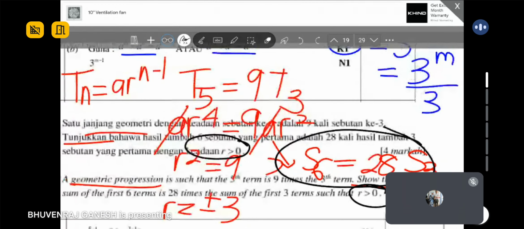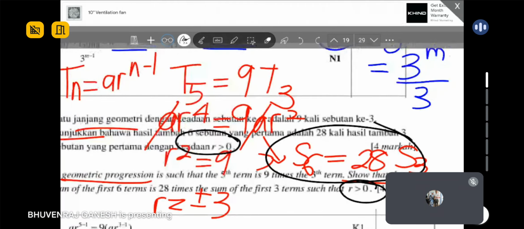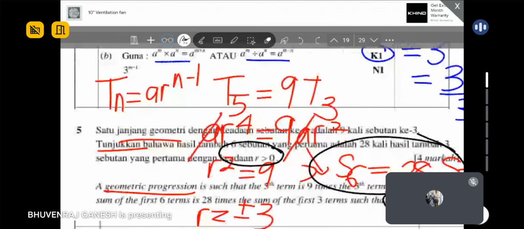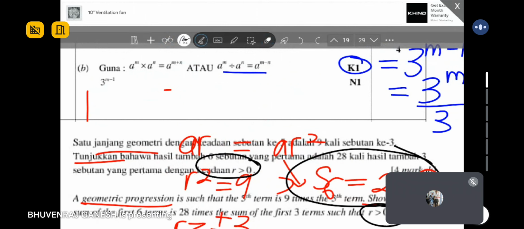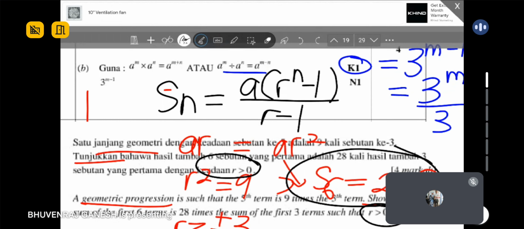Okay, so S6 equal 28 S3. So you must use the formula lah. Kamu kena guna rumus. So guys, Sn for geometric progression. Okay, you guys know the formula, right? Janjang geometri. So your answer is Sn equal to a(r power n minus 1) over r minus 1.